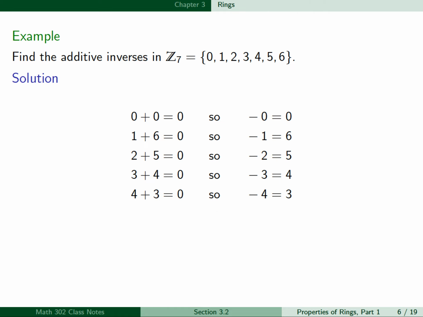4 plus 3 is 0, so minus 4 is 3. 5 plus 2 is 0, so minus 5 is 2. And 6 plus 1 is 0, so minus 6 is 1. So to determine the additive inverses, we need to ask, what do we add to the element to give us the additive identity, which is 0?